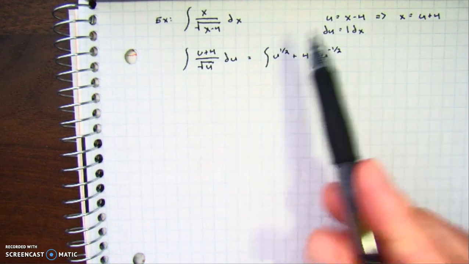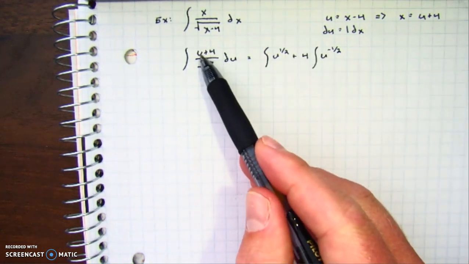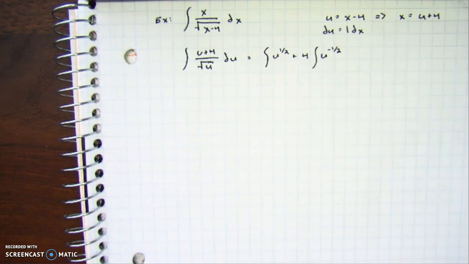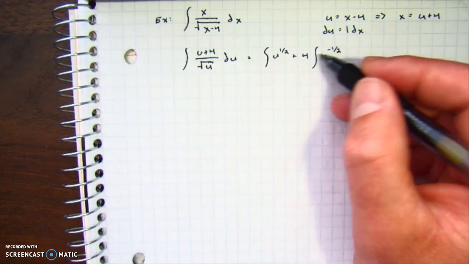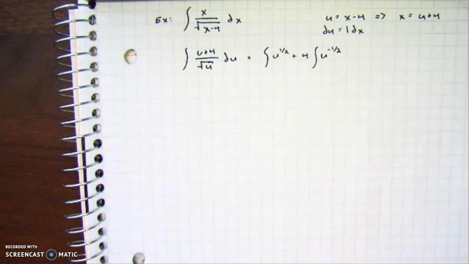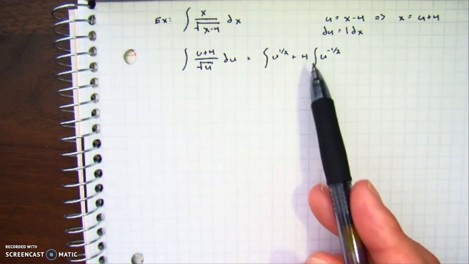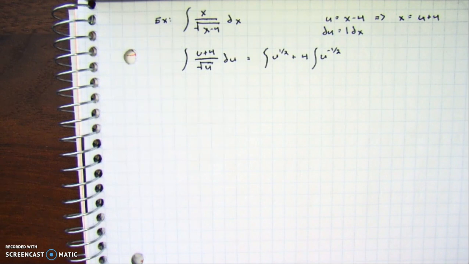All right, so you see all I did is I separated this out. It's one fraction now. I separated it out into 2 fractions. Okay, and don't forget the du's. I sometimes forget to write those. Okay, so now we're in a good spot, right? Because we can take these integrals. We know what these integrals are. All right, so let's see.